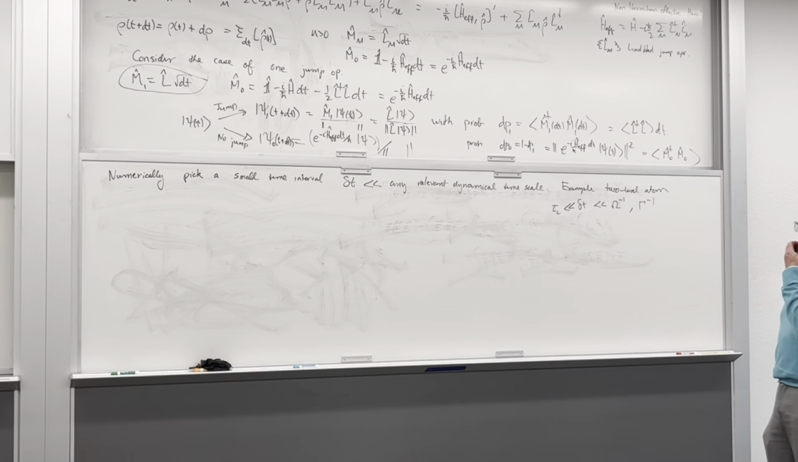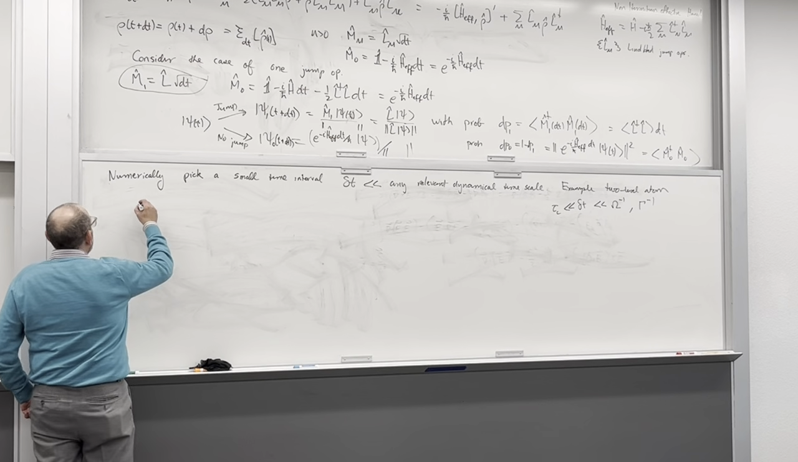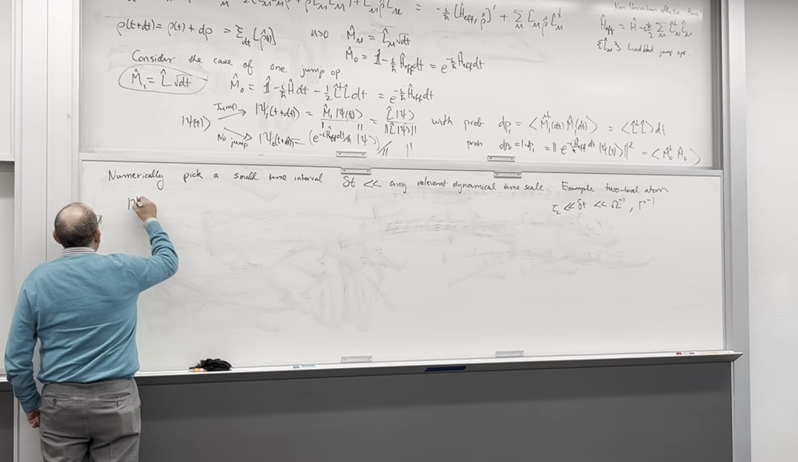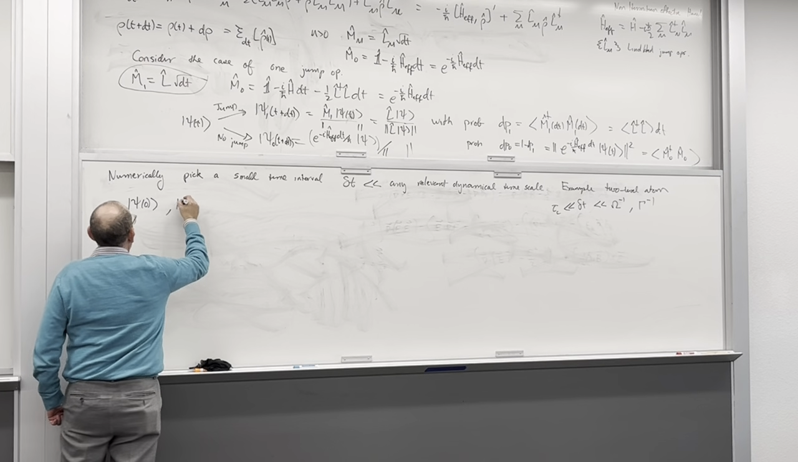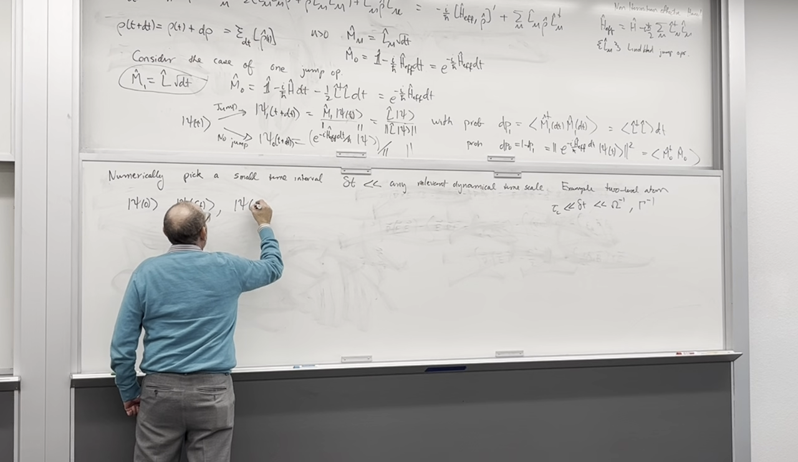So what we would do in this case is pick that time, and then I would start with psi at the initial time, and then I'd get psi at delta t, and then psi at the next step. I would numerically integrate.